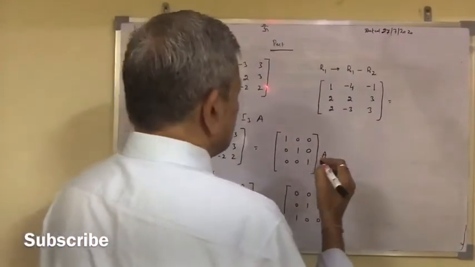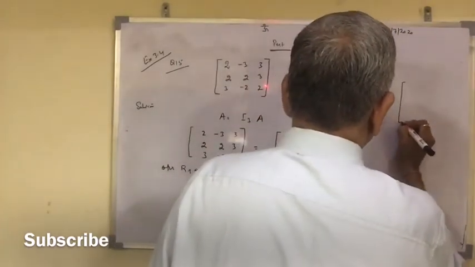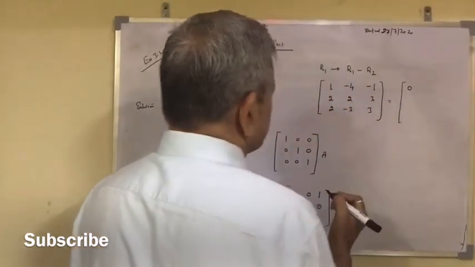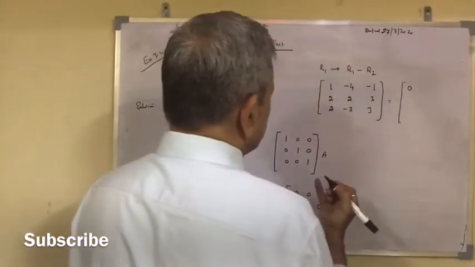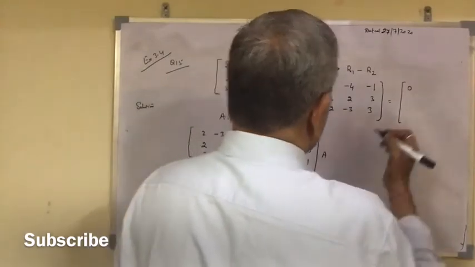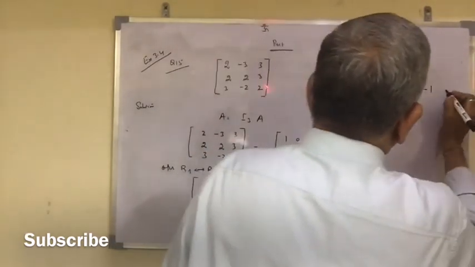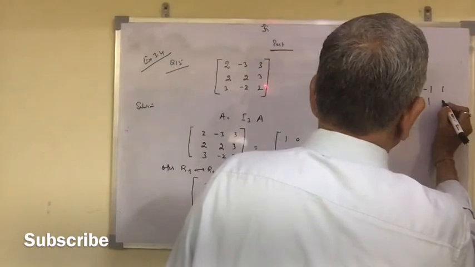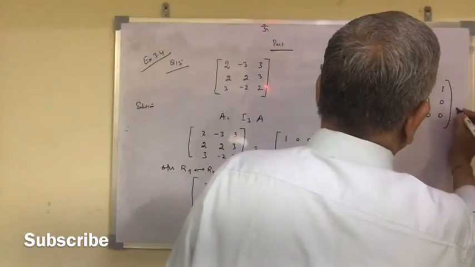That is R1 minus R2 on the right hand side. R1 minus R2 will be 0, because R1 is 0 and R2 is 0, so 0 minus 0 will be 0. Then R1 is 0 and R2 is 1, so it will be minus 1, and 1 minus 0 will be 1. The rest of them will be the same, 0 1 0 and 1 0 0, and this is your A.